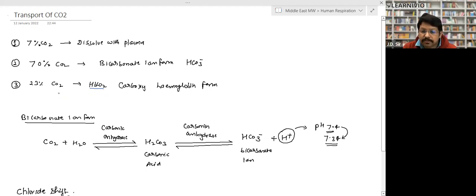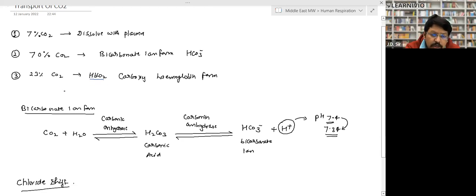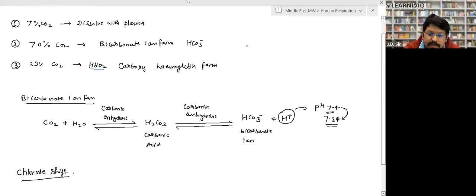Previously, in the lower classes, we used to understand that all the carbon dioxide and oxygen are transported by hemoglobin. But this is not true, as you can see. A large chunk of the carbon dioxide is transported with the help of bicarbonate. How does the bicarbonate help? We were discussing in the last class how the bicarbonate ions are formed.